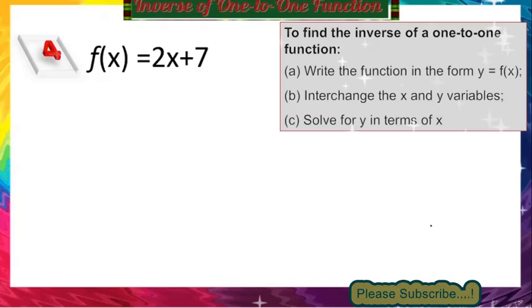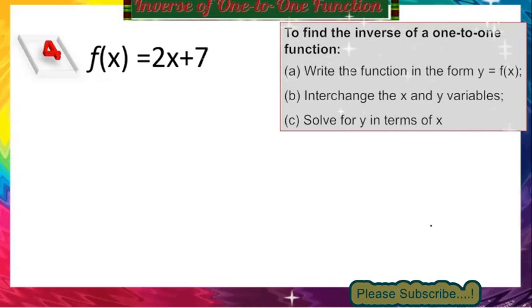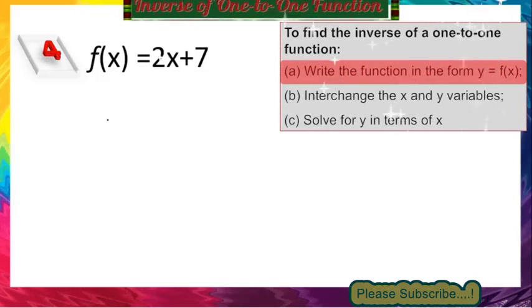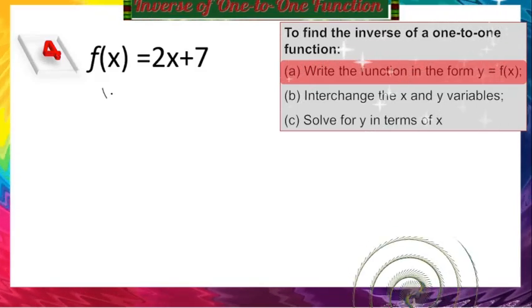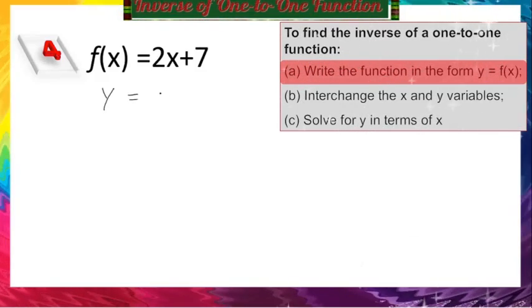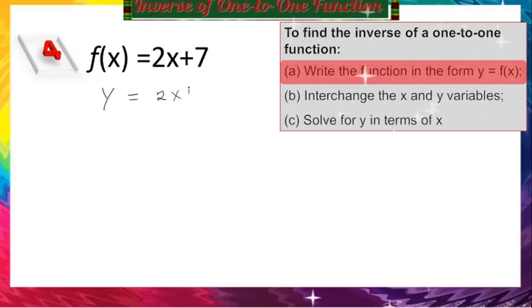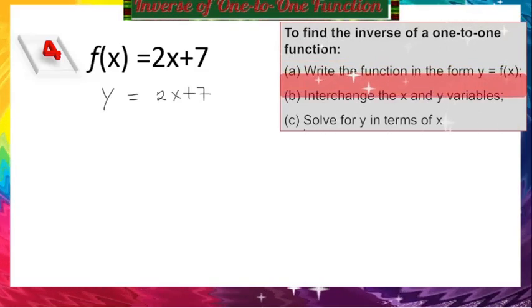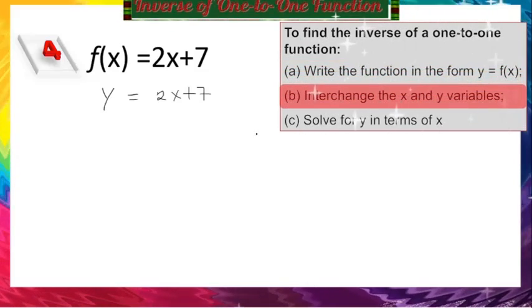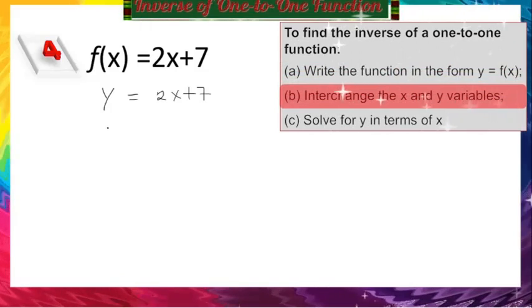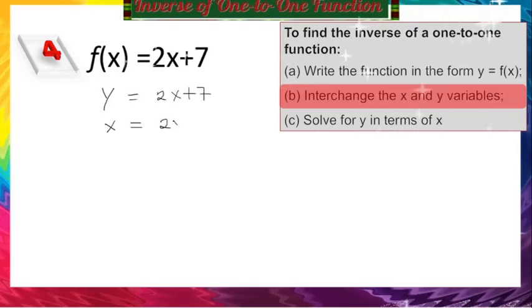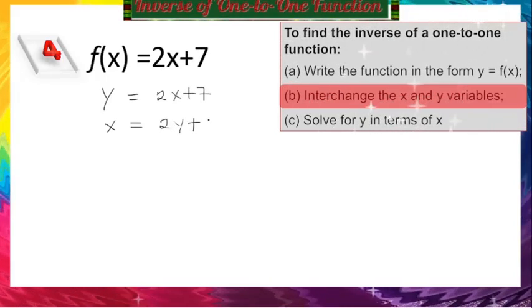The next example is f of x equals 2x plus 7. So the same procedure: you just change f of x to y. So this one, then 2x plus 7. Then interchange the x and y variables. So this will become x equals 2y plus 7.